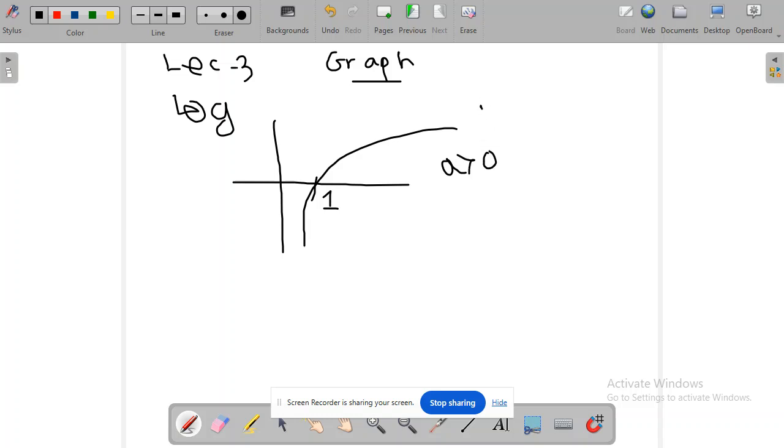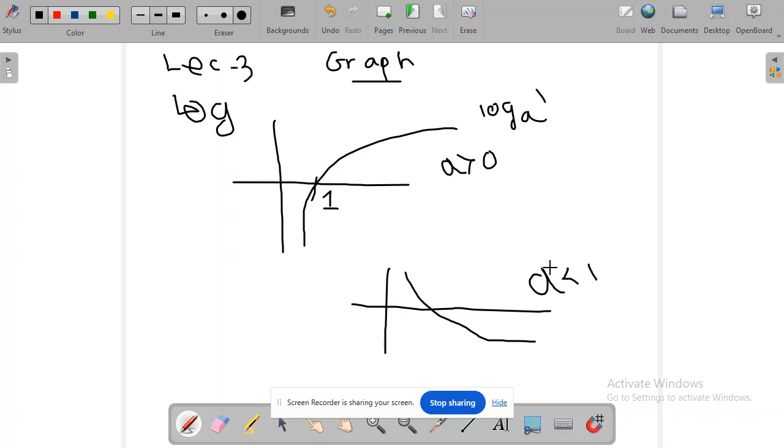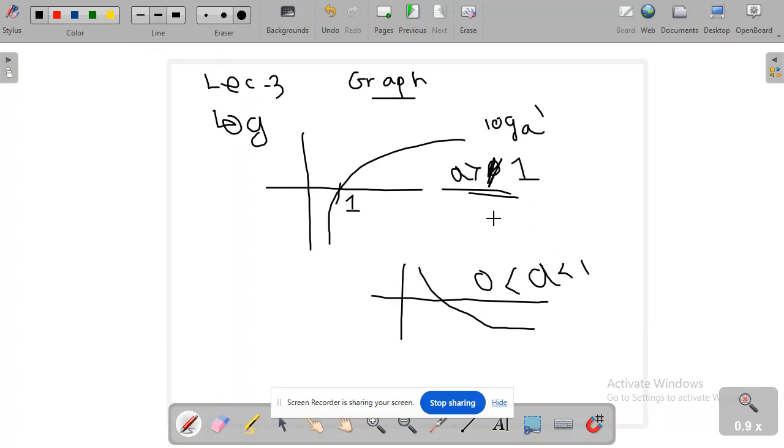What is a? A is the base of the log, which we call a. Else, the log graph can also be like this, when your a lies between 1 and 0. Sorry, I made a fatal mistake. It is when your a is more than 1. Alright, when your a is more than 1. Okay, this is the log graph, make sure to make this change.